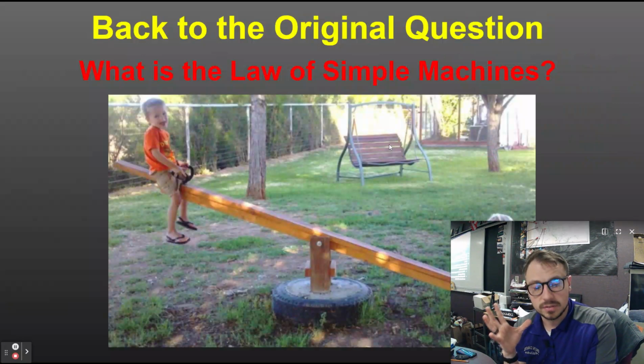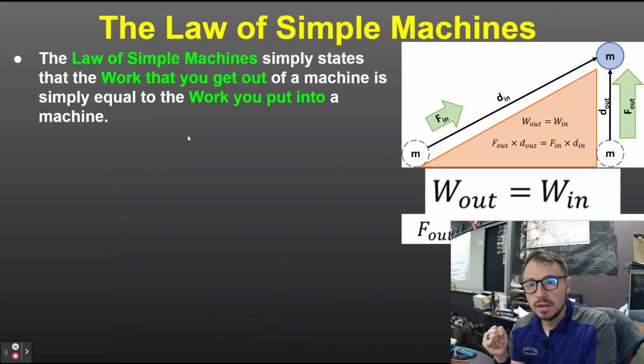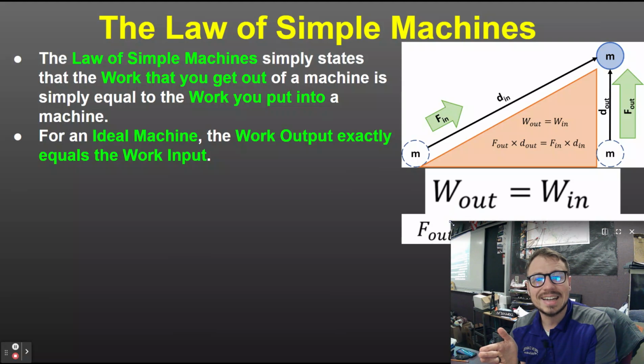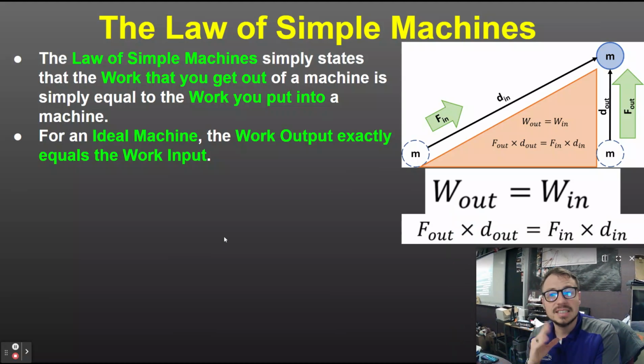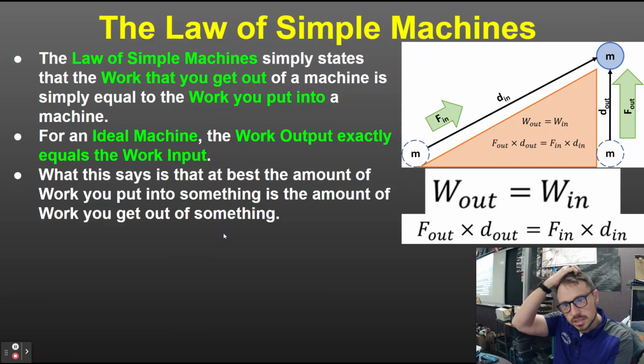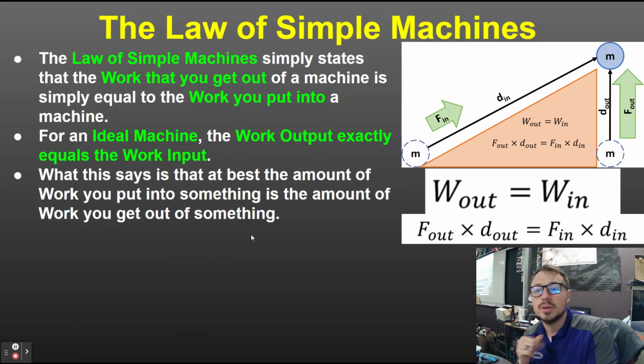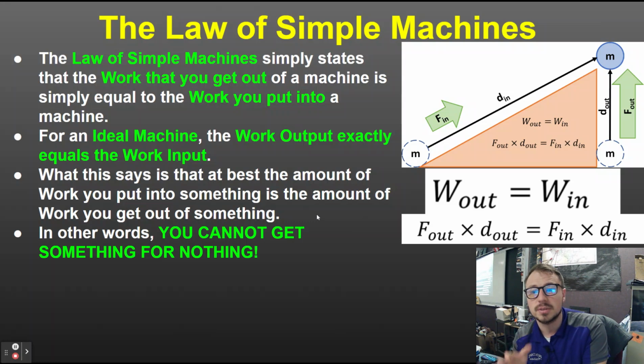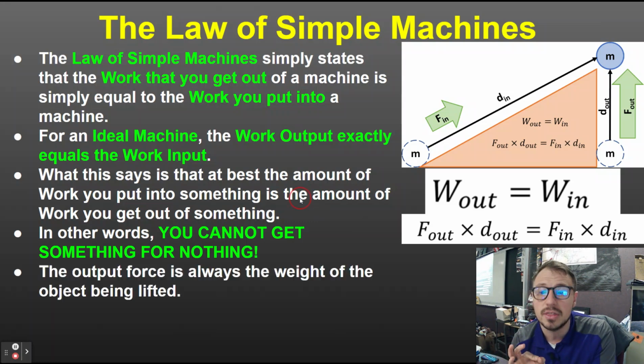Now, what is the law of simple machines? The law of simple machines simply states that the work you put into a machine is equal to the work you get out of it. Now, we're looking at ideal machines. For an ideal machine, the work input equals exactly the work output. So at best, the amount of work you put into something is the amount of work you get out of something. You cannot get something for nothing, right?